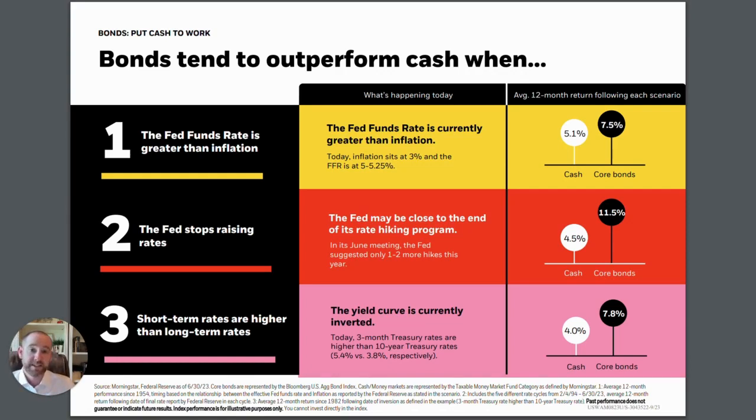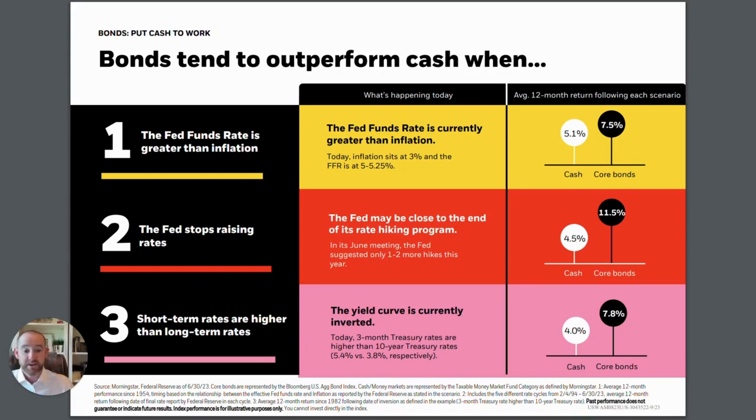In a scenario where the Fed stops raising rates, obviously, we don't know if the Fed has stopped raising rates for the final time. However, they have announced that there is likely only 1 or 2 more rate hikes for this year. My personal belief is that we're closer to 1 or even 0. But in that scenario, historically, cash has generated about 4.5% returns, and core bonds had generated 11.5% on average.